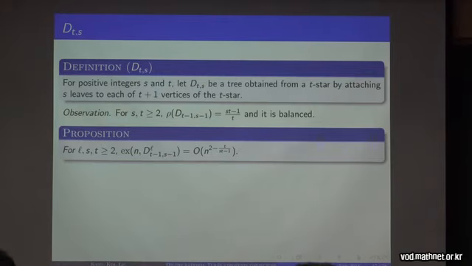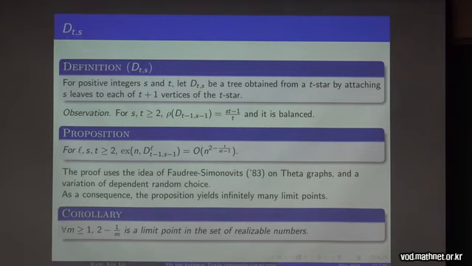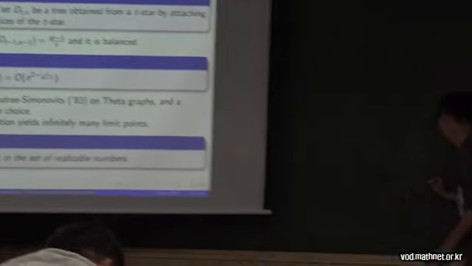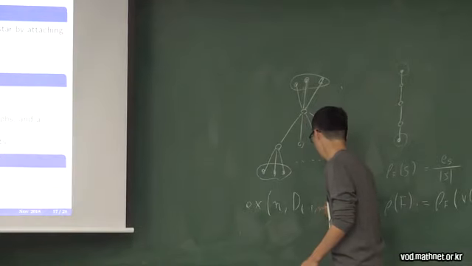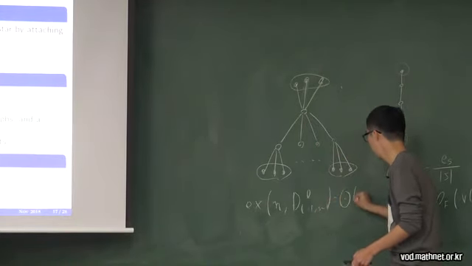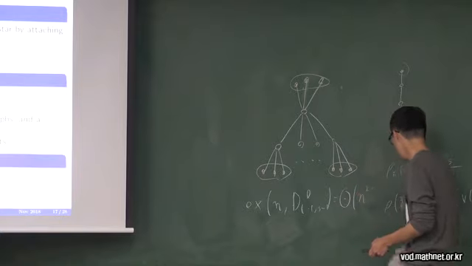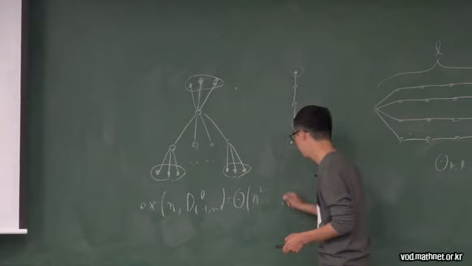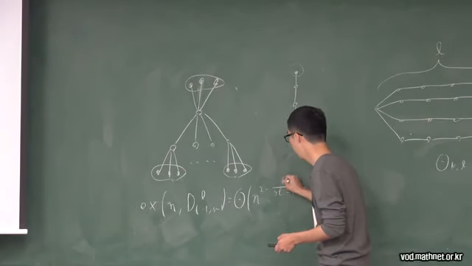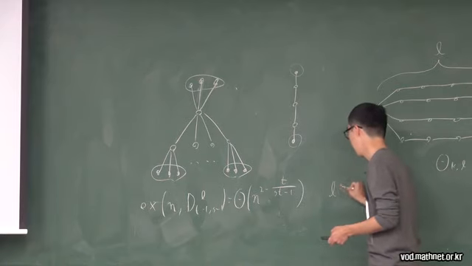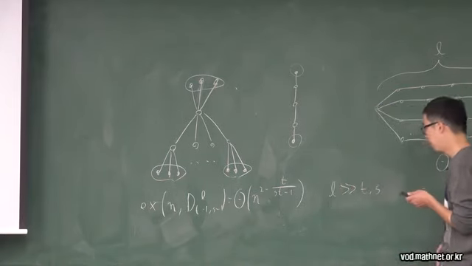And we are able to show that their extremal number has the upper bound of this. And using the previous proposition on the lower bound, we are able to show that indeed the upper bound matches the lower bound when L is much larger than both T and S.